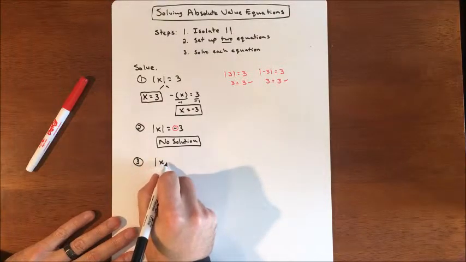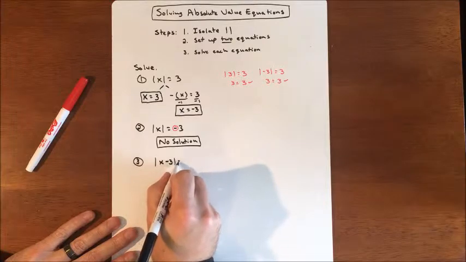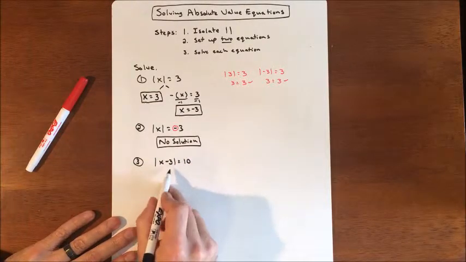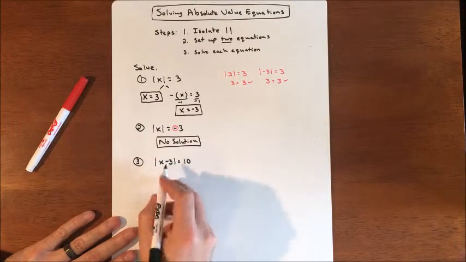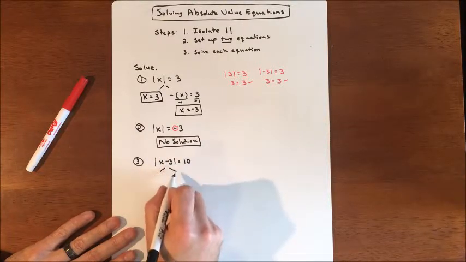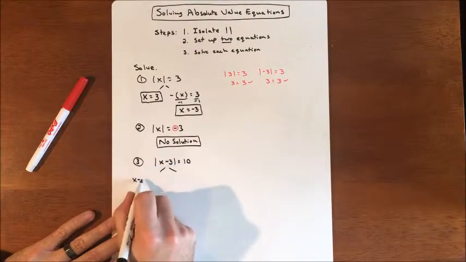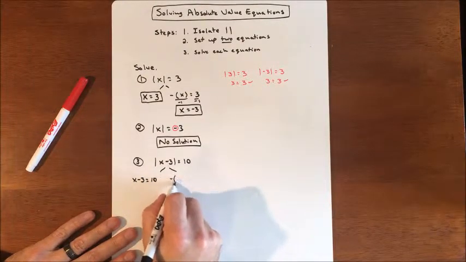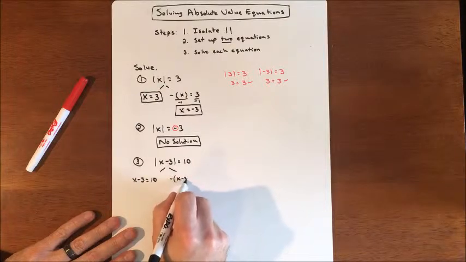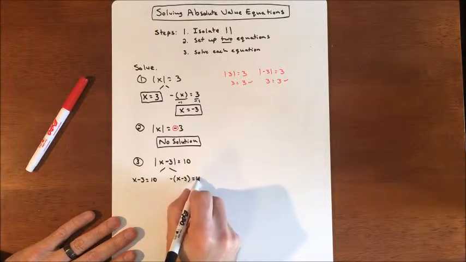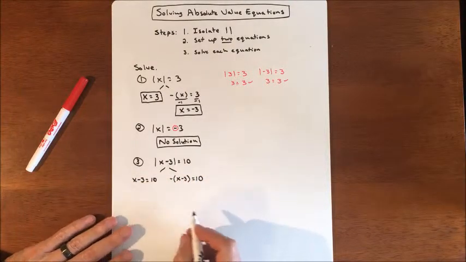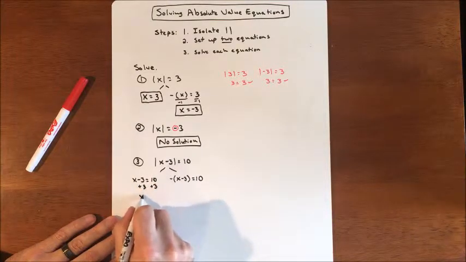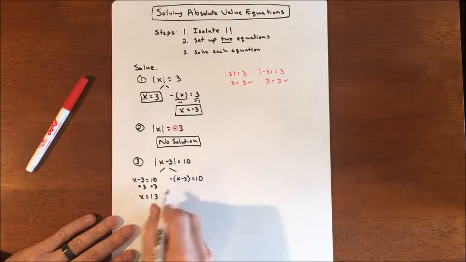All right, so let's see another one. So the absolute value of x minus 3 is going to equal 10. So is the absolute value isolated? Yep, there's nothing else around it. So we'll break it into its two equations. So we have x minus 3 equals 10, and negative applied to the entire absolute value equals 10. And we solve. This one will add 3. So x is going to equal 13.